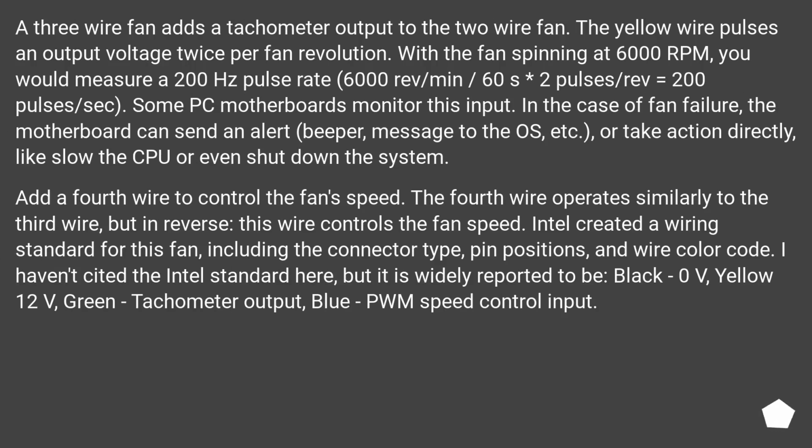A 3-wire fan adds a tachometer output to the 2-wire fan. The yellow wire pulses an output voltage twice per fan revolution. With the fan spinning at 6,000 revolutions per minute, you would measure a 200 Hz pulse rate: 6,000 rev per minute, divided by 60 seconds, times 2 pulses per rev, equals 200 pulses per second.